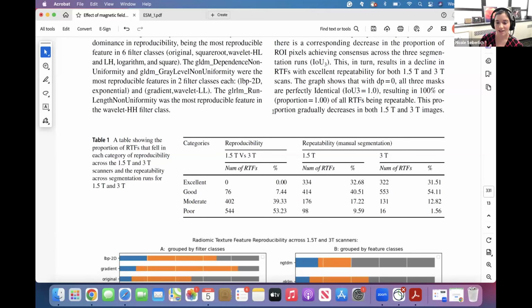But just to add, this repeatability with segmentation adds to what was found in the previous paper, where if you have 2 different scans of exactly the same person at almost exactly the same time, the number of features which are reproducible also drops.